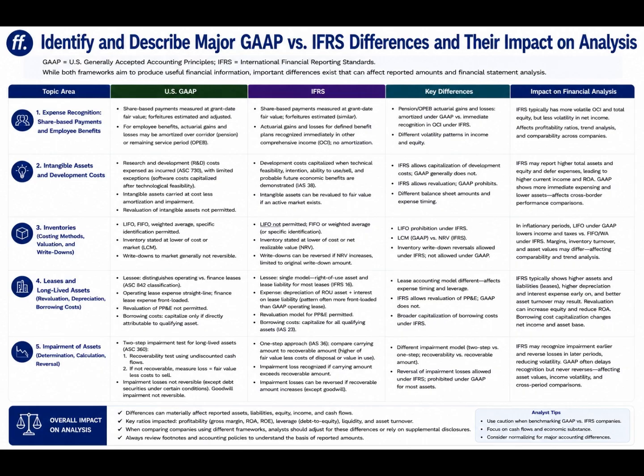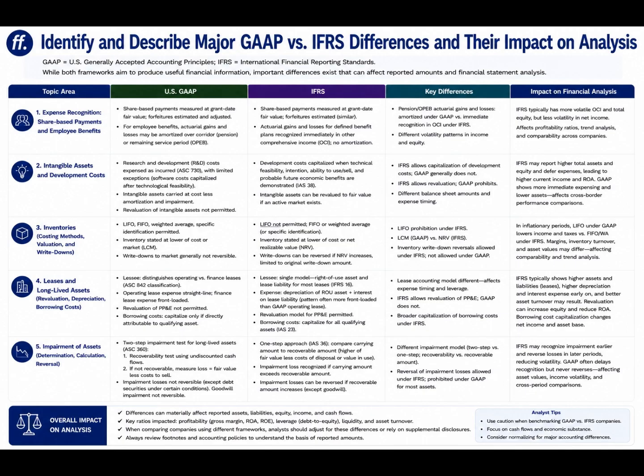Inventories, costing methods, valuation, and write-downs. IFRS prohibits LIFO, whereas US GAAP permits it. In inflationary periods, LIFO under GAAP lowers income and taxes compared to FIFO or weighted average under IFRS. IFRS applies lower of cost and net realizable value, NRV, while GAAP uses lower of cost and market, LCM, for certain methods. IFRS also allows reversal of inventory write-downs. GAAP prohibits reversals. These differences affect comparability of margins and asset values.